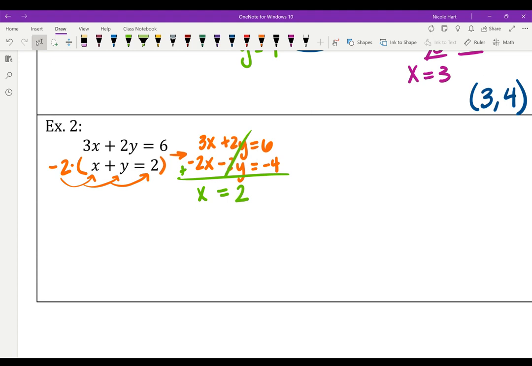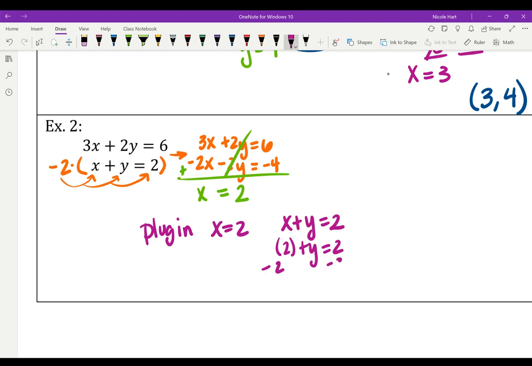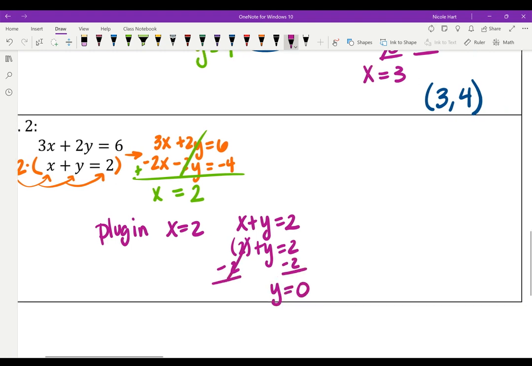Then plug it back in. And I'm going to plug this into x plus y equals 2. So 2 plus y equals 2. Subtract the 2. And y is equal to 0, which is okay because it's still a part of a coordinate. So our answer, our coordinate pair, is 2, 0.